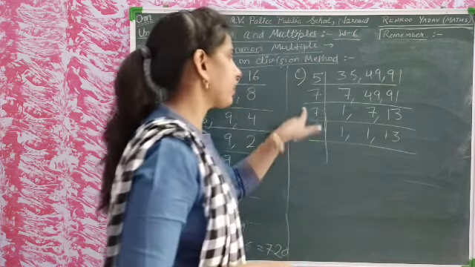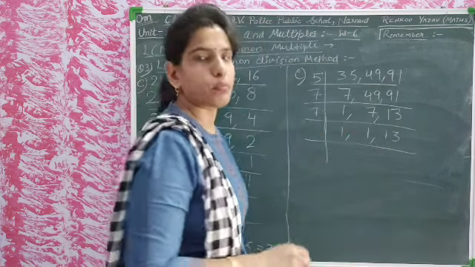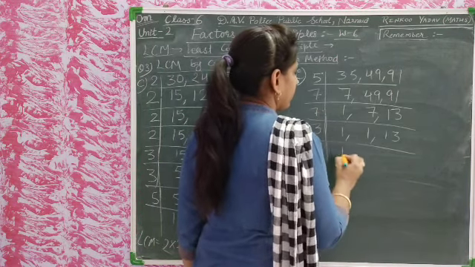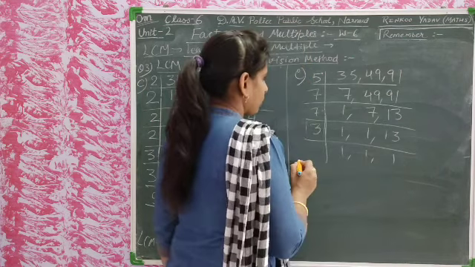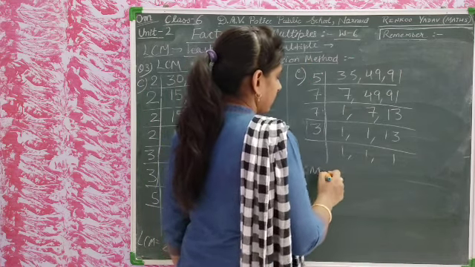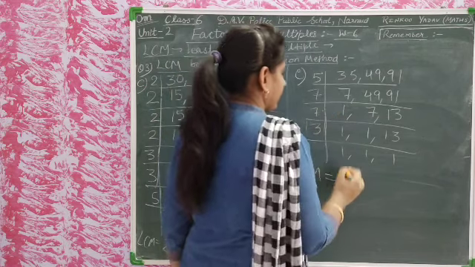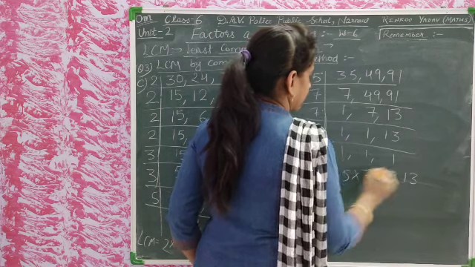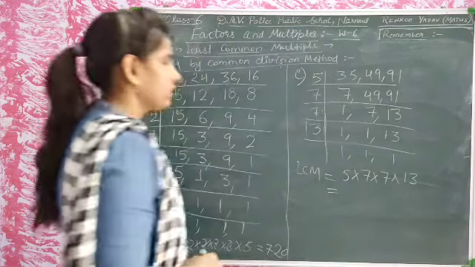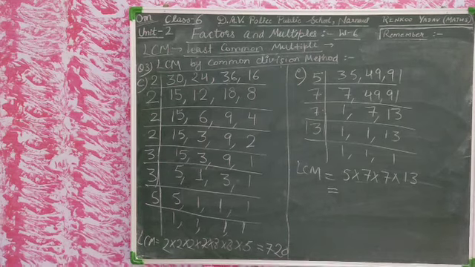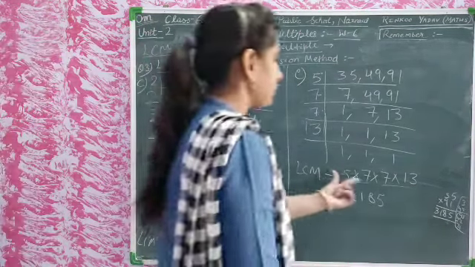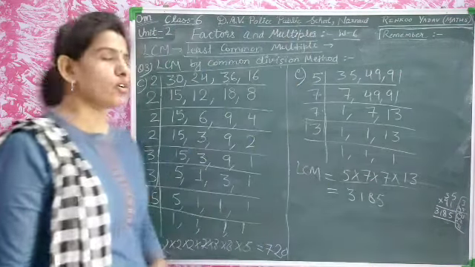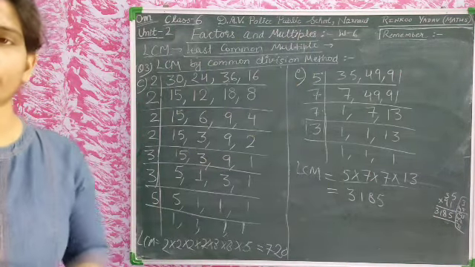We have divided by the smallest prime numbers first and then the greater prime numbers. Now it will be divided by 13, which is greater than 7. 1, 1 and 1. So what will the LCM be? 5 into 7 into 7 into 13. So students, when we multiply, we get 3185. Is this clear, students? Now we will go to the next two more questions of this part.